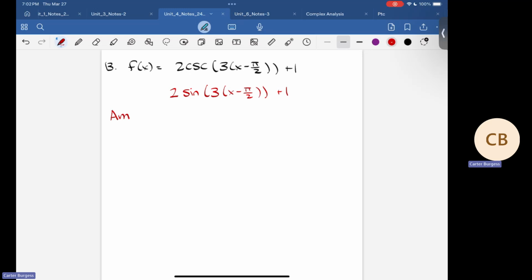We'll go through our standard graphing: amplitude, period, phase shift, vertical shift, and midline. Amplitude in this case is 2. Period is 2 pi over b, which in this case is 2 pi over 3. Phase shift is going to be to the right by pi over 2. Vertical shift is going to be up 1. And as a result, our midline is going to be y equals 1.